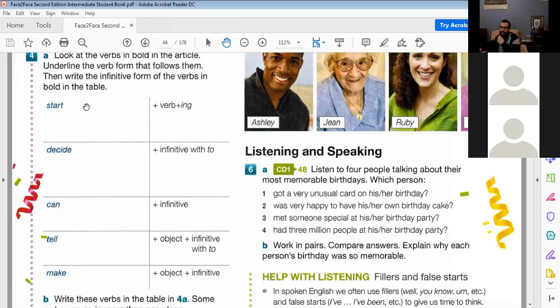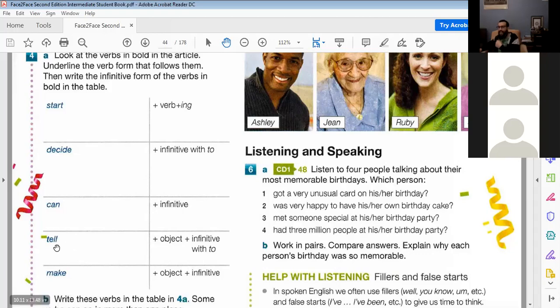Do you get the idea? So we always use verb plus ing after start. The same thing with decide. You have to use an infinitive with to. Decide to take, decide to go, decide to play. But with can, we use infinitive directly. We say can play, can go, can take, can drive, right?